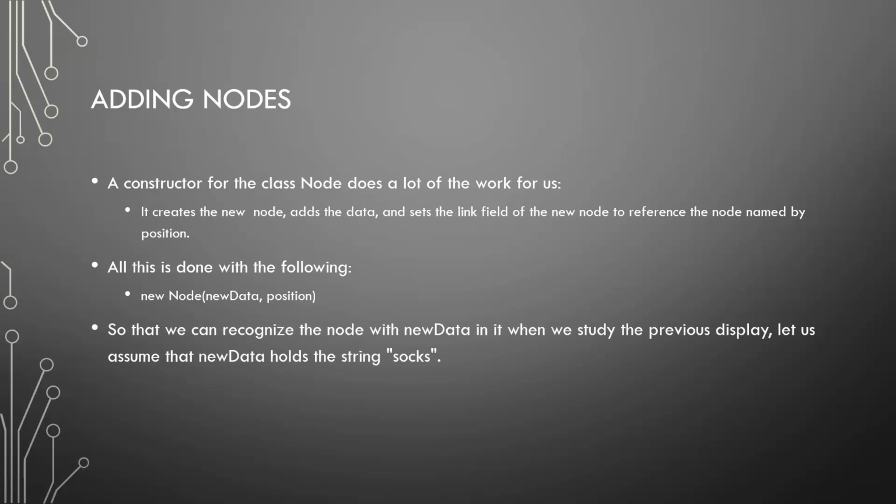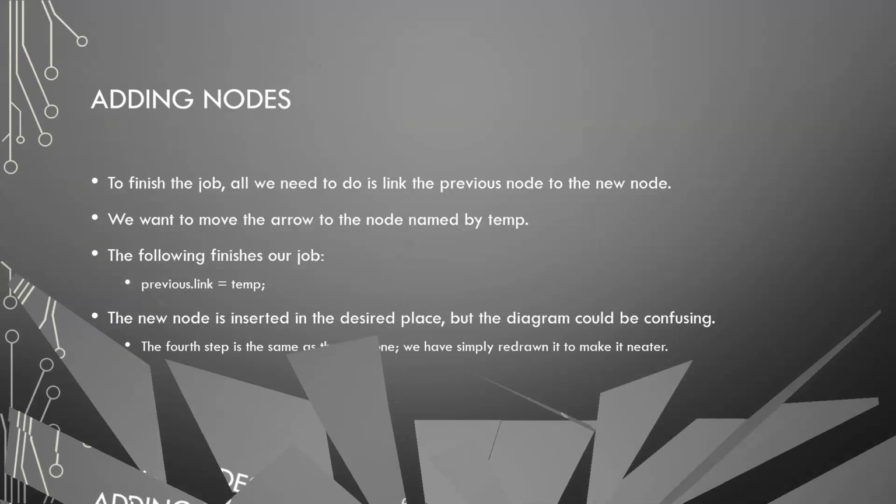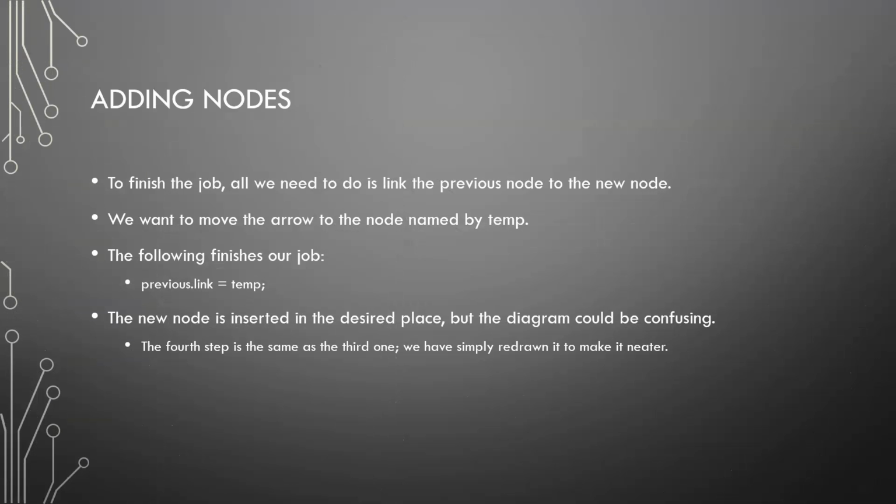So that we can recognize the node with new data in it when we study the previous display, let's assume that new data holds the string socks. The following therefore gets us from the first to the second step: temp equals new node, new data, position. If we want to finish the job, all we need to do is link the previous node to the new node. So we want to move the arrow to the node named by temp. And then the following is going to finish the job: previous.link equals temp. And the new node therefore is inserted into the desired place.